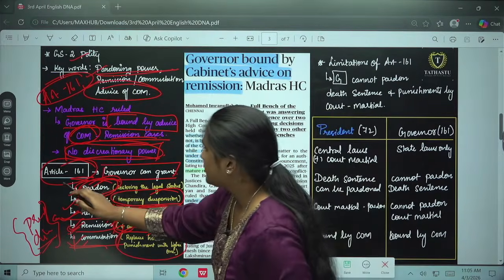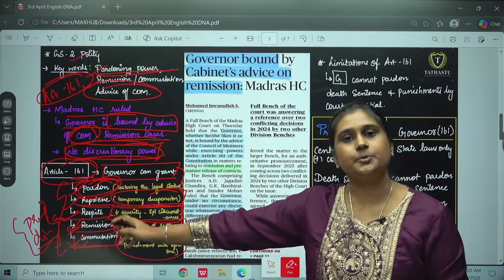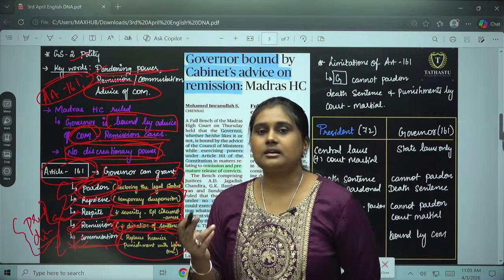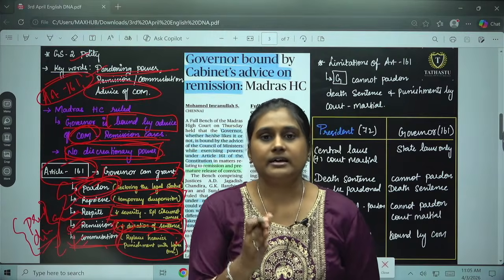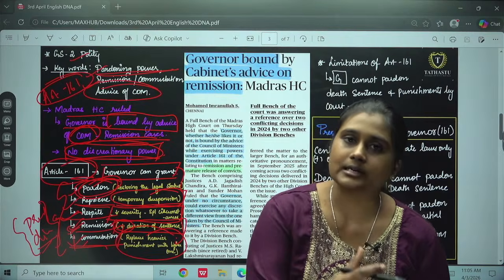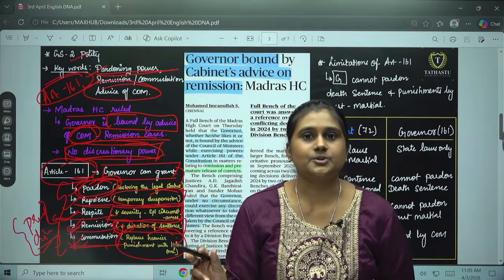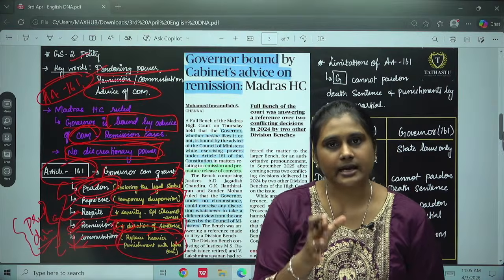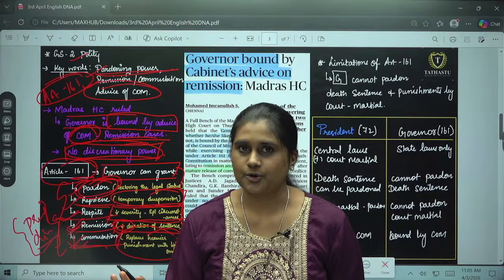So these are the types of pardoning power that the Governor has, and the same applies to the President, so just revise for the President also. The differences between Governor and President: the Governor can go with the court martial also, but the President's power covers military rule, while the Governor's applies only to state laws. Second, the President can pardon the death sentence, but the Governor cannot. Clear?